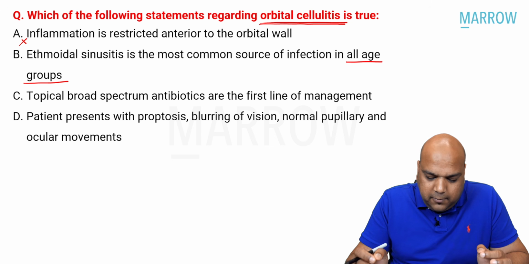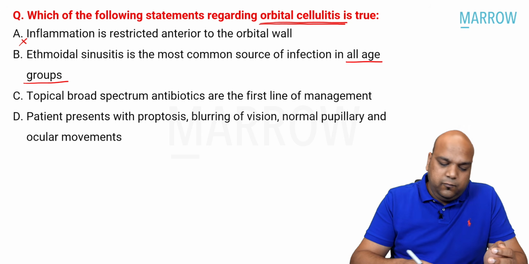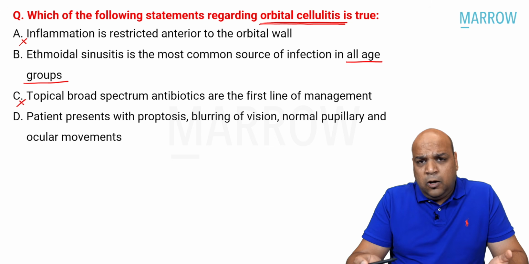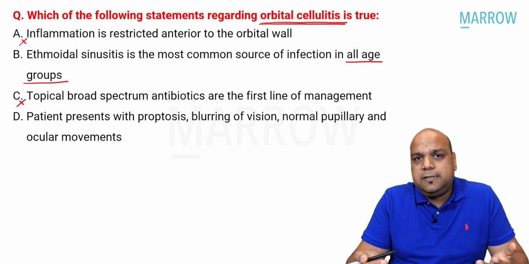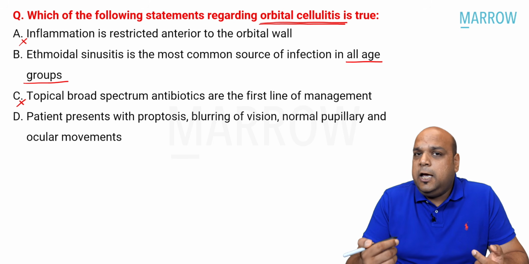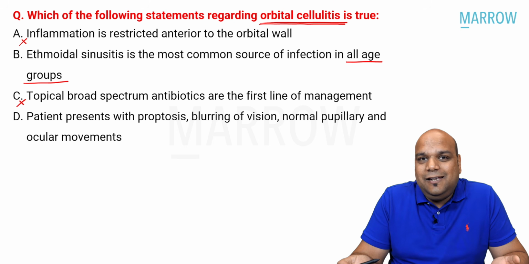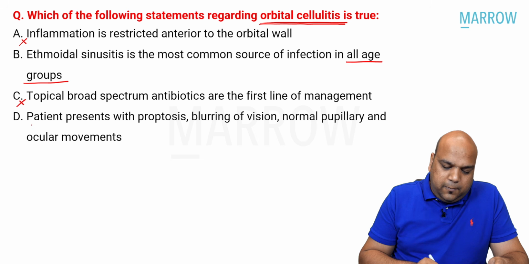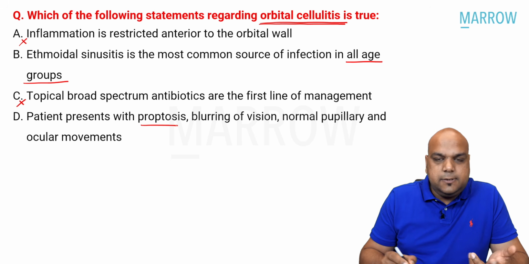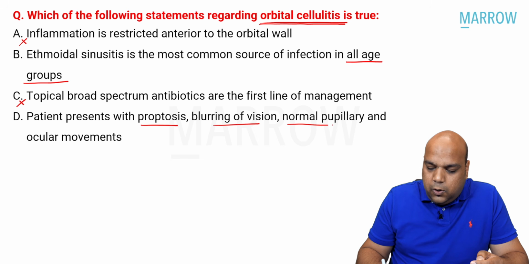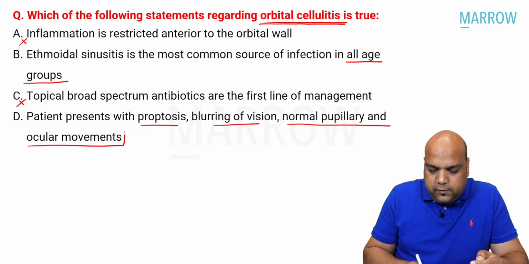Let us try to rule out. Topical broad spectrum antibiotics are the first line of management. Obviously, all of us know it is wrong. Topical antibiotics cannot be the first line of management of orbital cellulitis. You have to give oral antibiotics at least. This is systemic. Yes. Then option D, patient presents with proptosis, blurring of vision, normal pupillary and ocular movements.